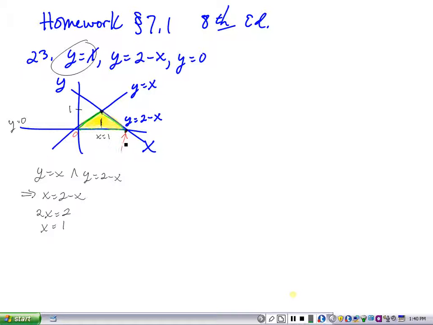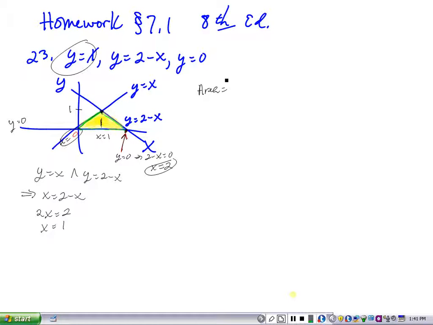Now, to find this point, let me get back to this guy. Simply, you know that y equal to 0, and so that implies that 2 minus x equal to 0. So my integration will go from x equals 0 to x equal to 2. And so we integrate to find the so-called area. We do it in parts.